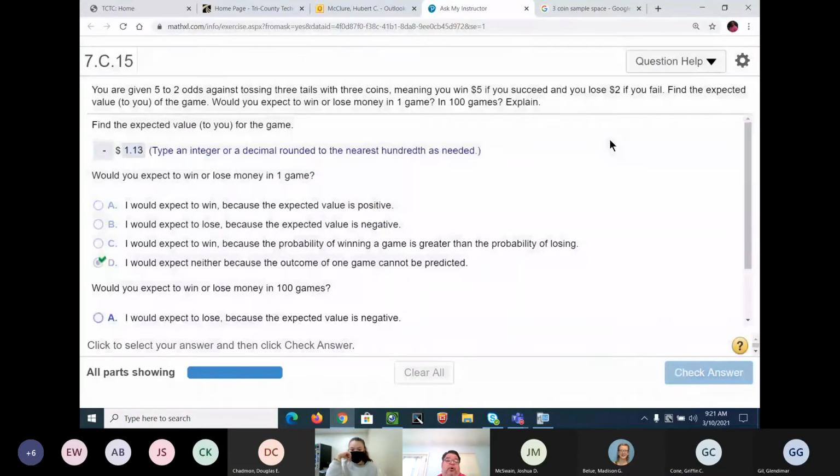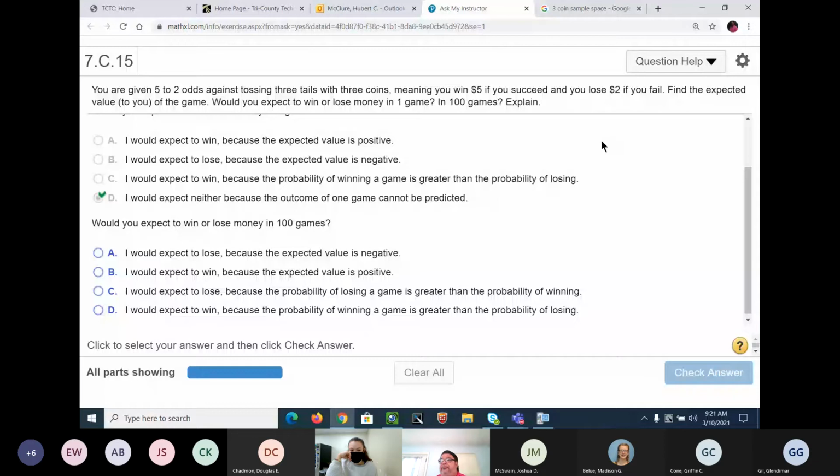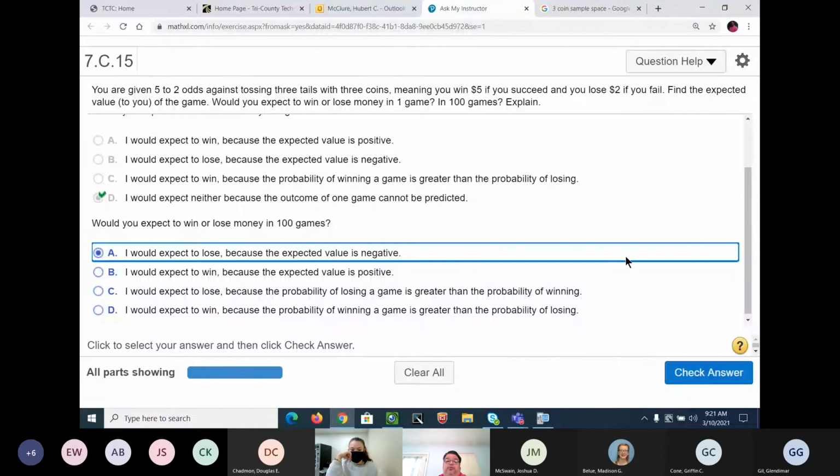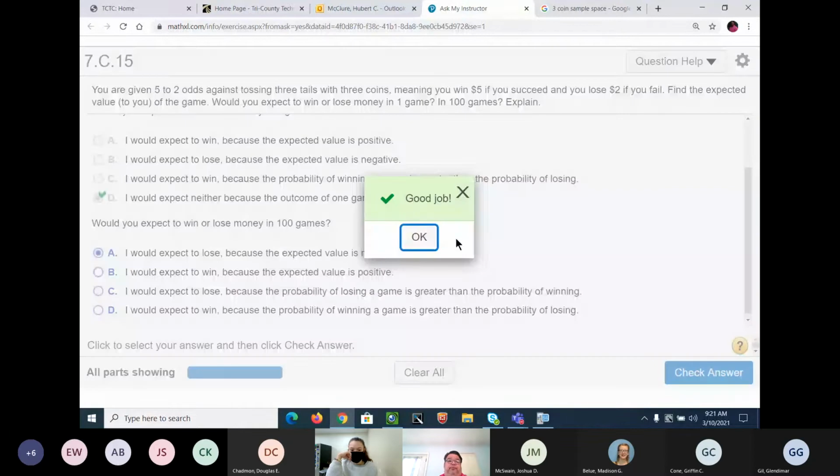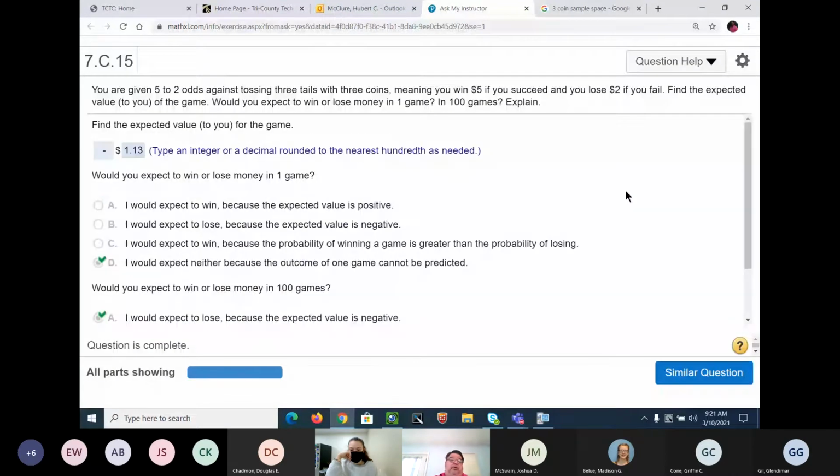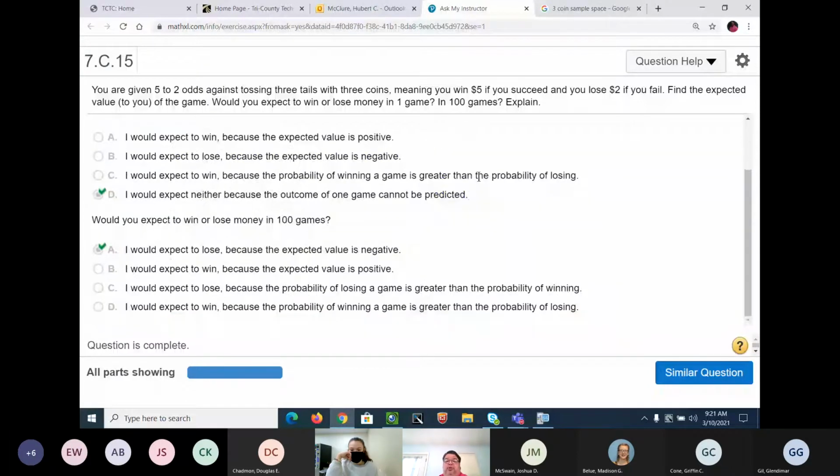And whether you play 1 game or 100 games, since you have a negative, that means you're playing a losing battle. So which one says you're going to expect to lose? I think alpha. And you feel good about yourself. Probability of this being on the test is very low. This is a good homework problem, but I wouldn't put it on the test.